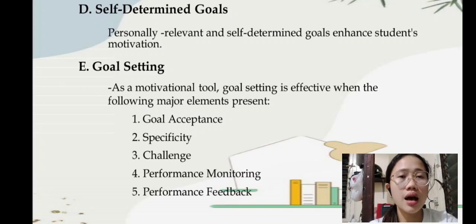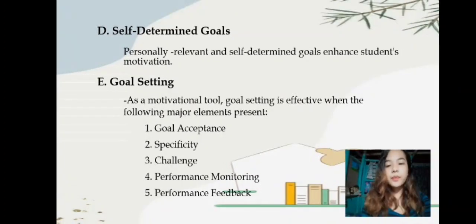Self-determined goals. Personally relevant and self-determined goals enhance students' motivation. If the lesson objectives are related to a real life situation, students turn out to be more motivated to learn. So they have interest to actively engage in class on their own determination. As a teacher, it's not difficult for us to get them to be active as they can find the lesson objectives related to their own life.